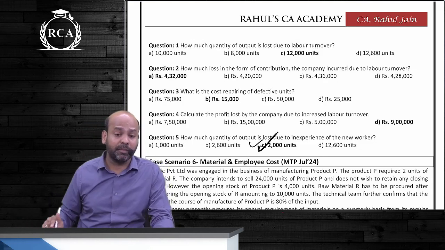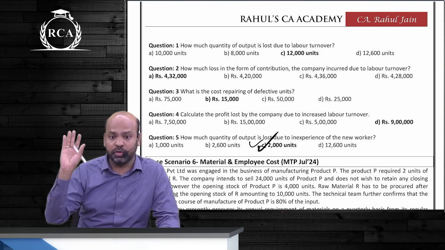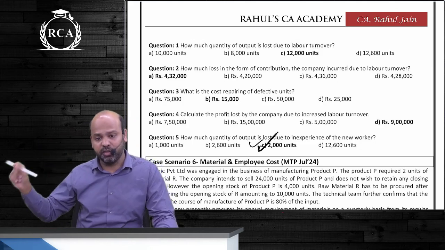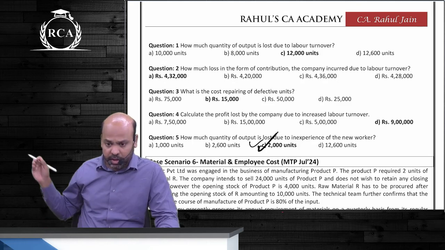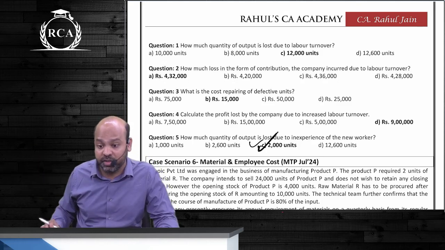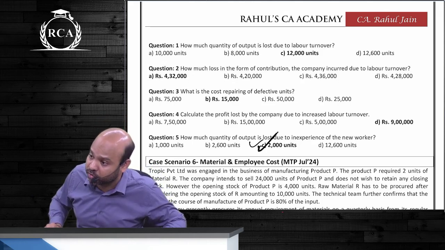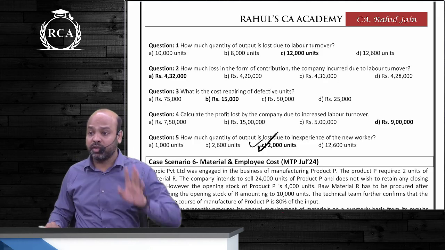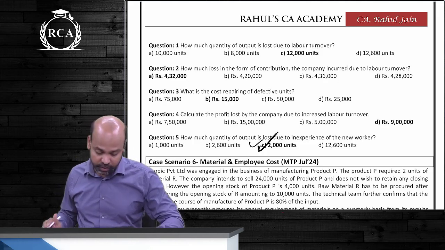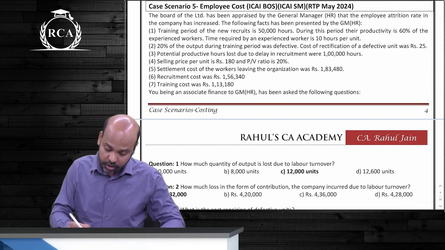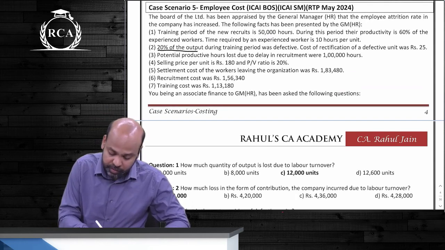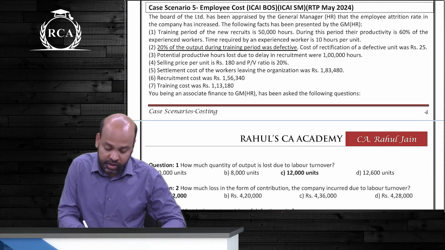50,000 hours divided by 10 hours per unit, 5,000 units is what experienced people would have manufactured. The new people are manufacturing only 60% during the training period. That means they are manufacturing only 3,000 units. 2,000 is the loss of output. Is that clear? Next. In those 3,000 units, 20% of the output was defective.